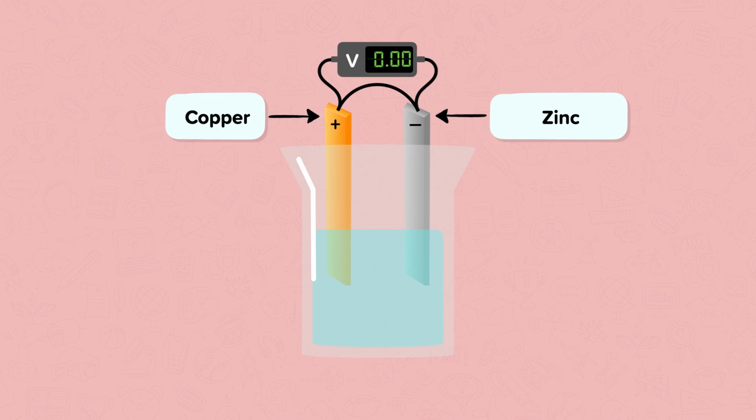Now let's add a voltmeter across the wires. Chemical reactions in the cell can cause a potential difference across the two electrodes. A potential difference will produce a current.